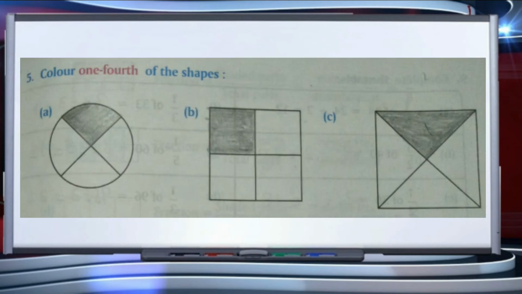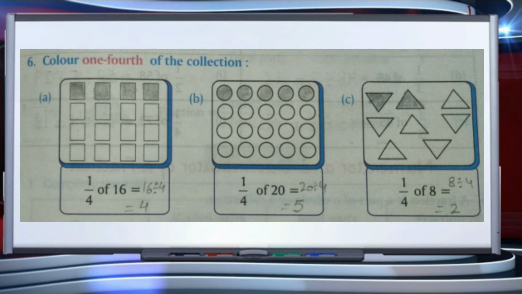Next, the fifth question is color 1/4 of the shape. Now 1/4 of the shape we have to color. Here it is given 4 parts of a circle, we have to color only one part. 4 parts of a square, we have to color only one part of the square. Then the sixth question is color 1/4 of the collection. Same case, 1/4 of 16. That means 16 divided by 4, that is equal to 4. So we have to color only 4 of the shapes.